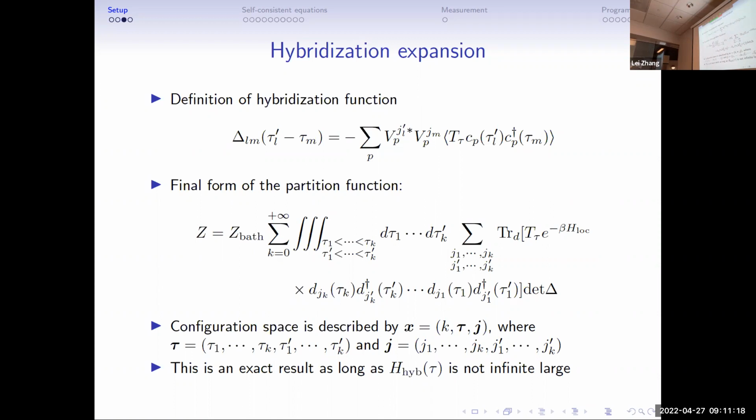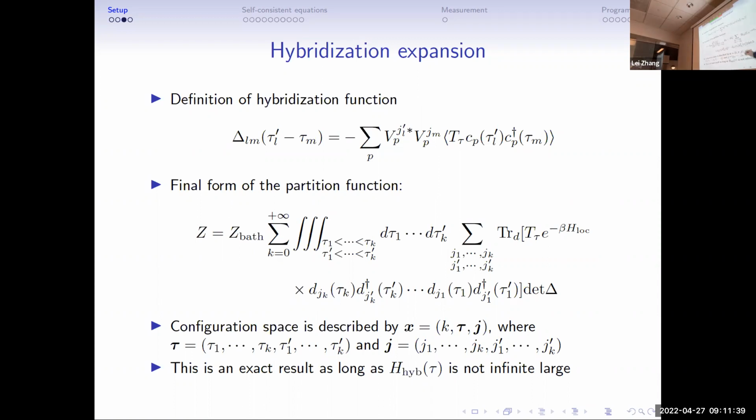So the configuration space is a little complicated. It's mainly described by 3 parameters. K is the order of our expansion, the Taylor expansion. Tau is a vector, it means the times for the D and D daggers here.